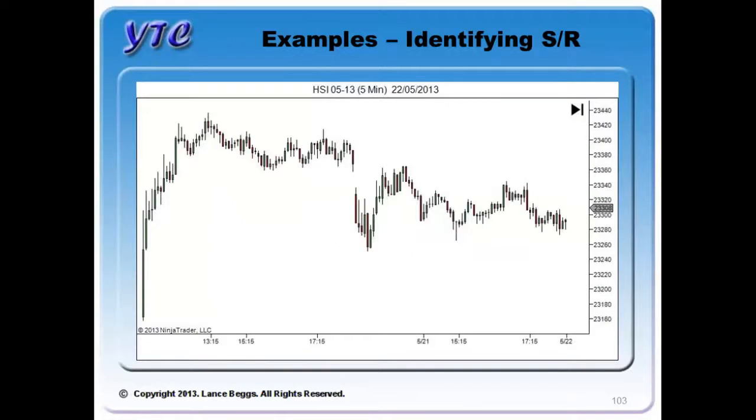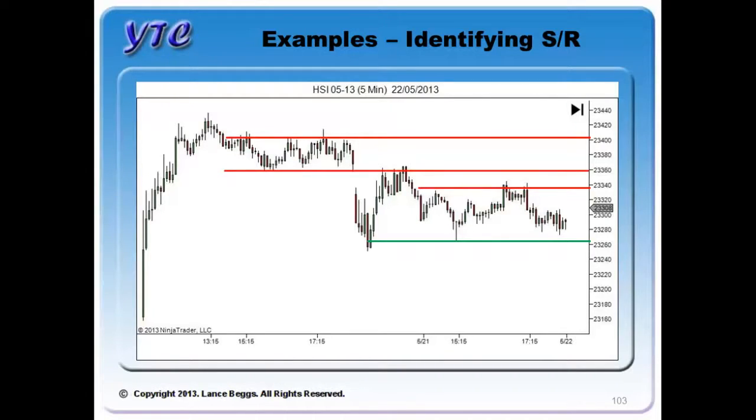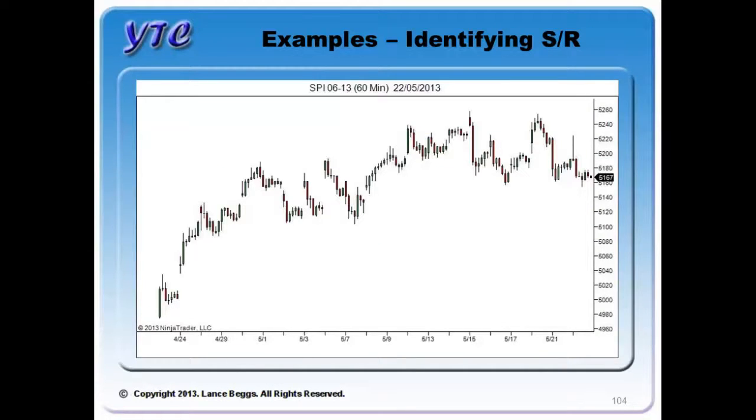Hang Seng Index Futures, 5-minute chart, support below price at this level here, resistance here, and here, and price support, now resistance at this level here. And finally, the Aussie SPI Futures 1-hour chart, support below price here, and here, and resistance above at this level here.